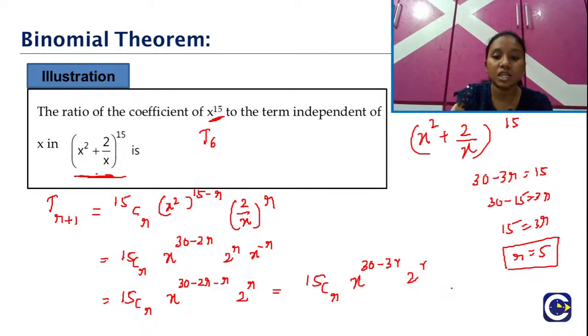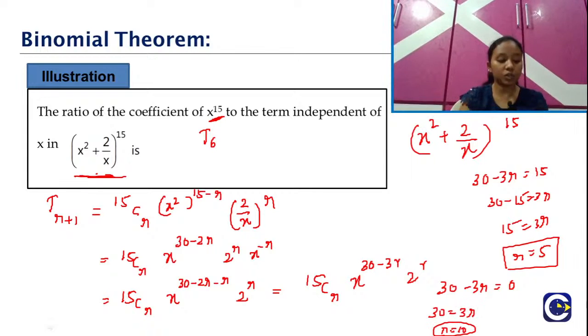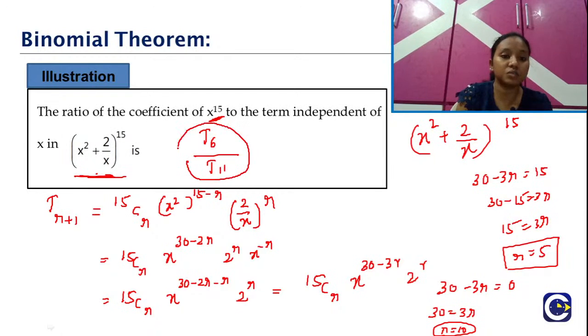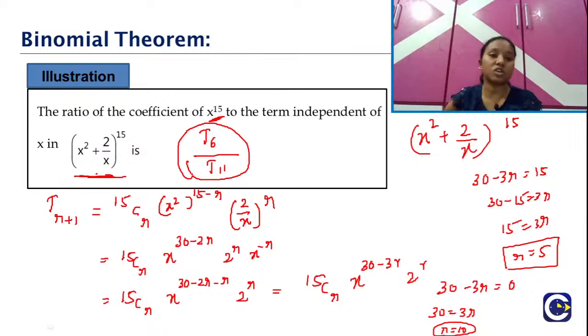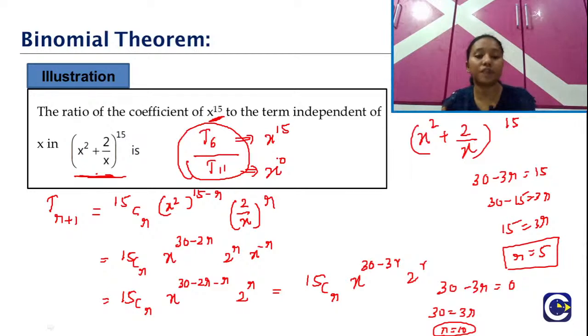Independent term in the sense this 30 minus 3r should be equal to 0. That means 30 equal to 3r and r equal to 10. So when r equal to 10, what term is it? 11th term. That means we have to find the ratio of T6 by T11, that is 6th term divided by 11th term, because 6th term is the term where the power of x is 15 and 11th term is the term where the power of x is 0. That means the term independent of x here.